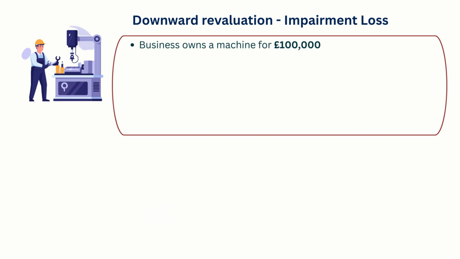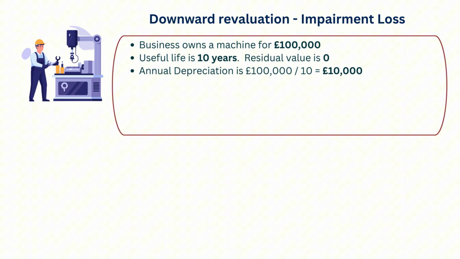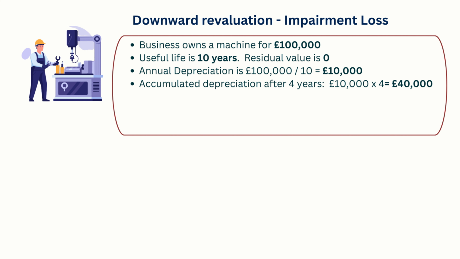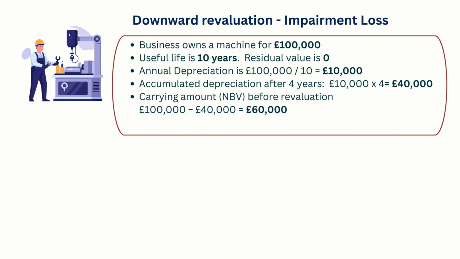The company owns a machine. Cost of machine is $100,000. Useful life is 10 years. Residual value is 0. Depreciation method is straight line. Annual depreciation is $10,000 per year. After 4 years, the accumulated depreciation is $40,000. Carrying amount, or net book value, before impairment is $60,000.